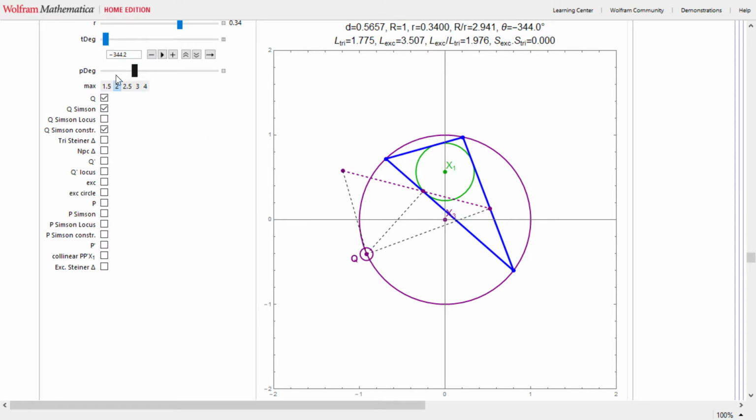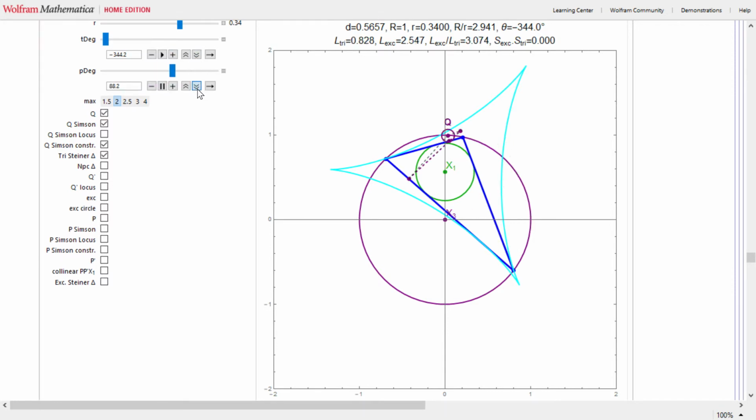So if I vary Q along the circumcircle, I get a different set of collinear triples, a different Simson line. A well-known result is that over all Q on the circumcircle, the envelope of these lines is known as the Steiner Deltoid, shown here. You can see here that as I animate point Q, let's do this very slowly, the Simson line connecting the collinear points is instantaneously tangent to this deltoid.